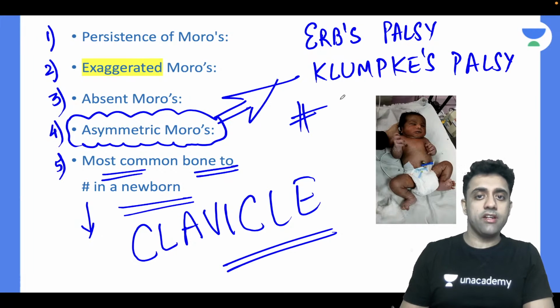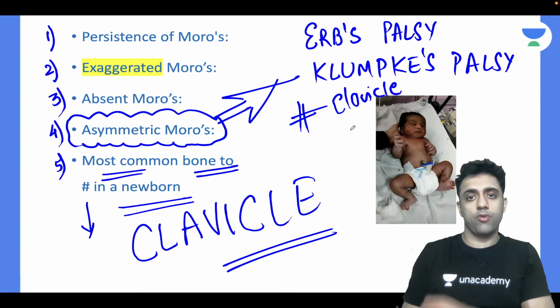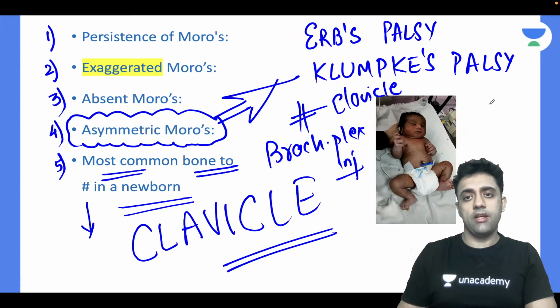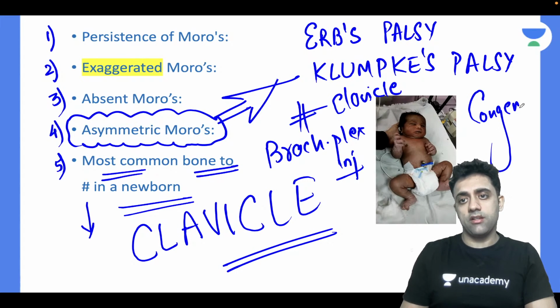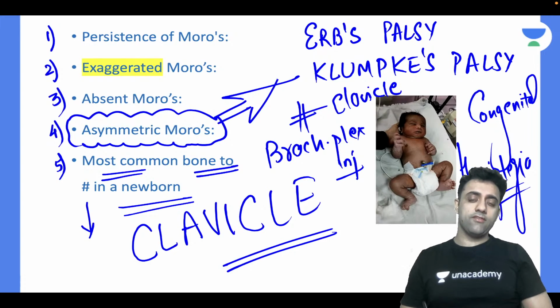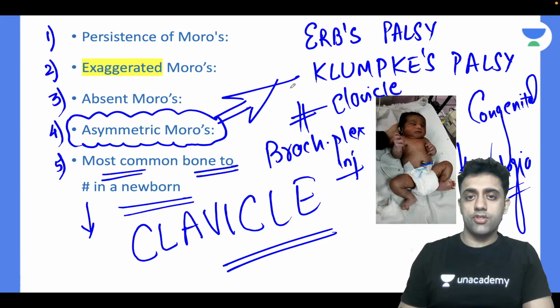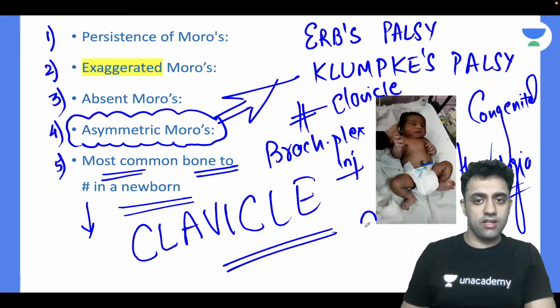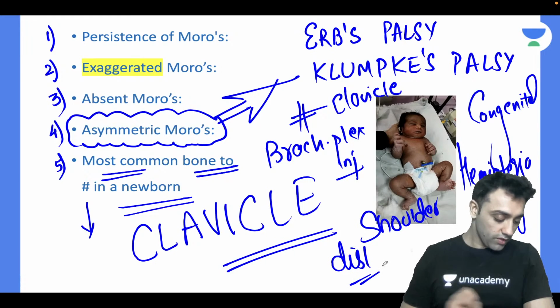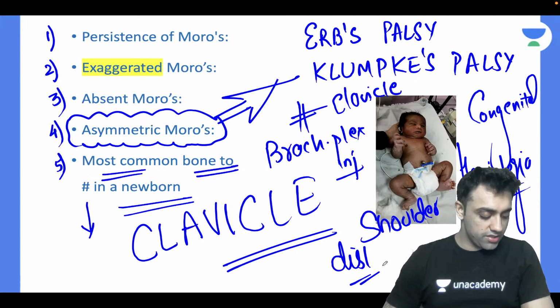Have you heard of fracture clavicle? Even with fracture clavicle, the baby will not show you a proper Moro. Could be a brachial plexus injury. Yes or no? And could be a case of congenital hemiplegia. Yes or no? These are the causes, or even shoulder dislocation. Same thing, fracture clavicle, shoulder dystocia, all those things. Shoulder dislocation. Yes, very good, Hamid. Very good, Isha Srivastav. Yes, Sandhu, Isha, very good.